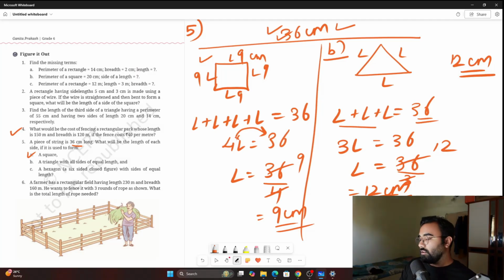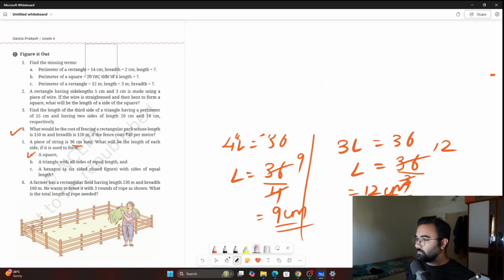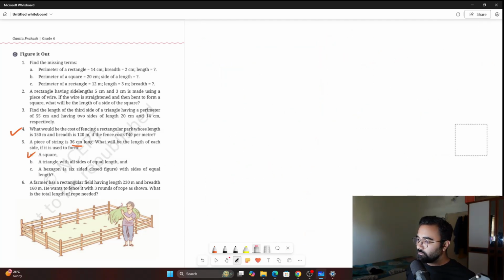There's also a C part. So let me just go to the C. I'll erase this. So if you need to, you can pause the video and look at it again. Let us come to the C part.